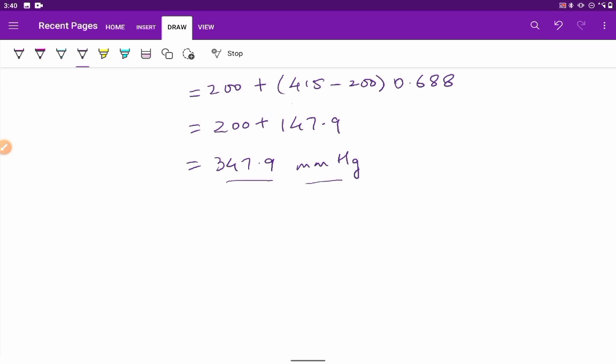So students, I hope that you all could understand the topic I discussed today along with the numerical.